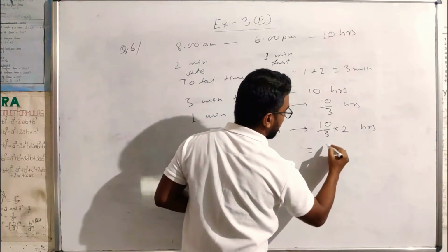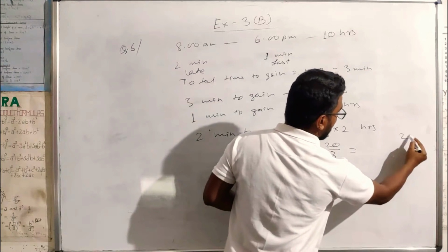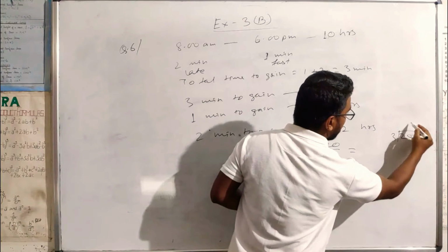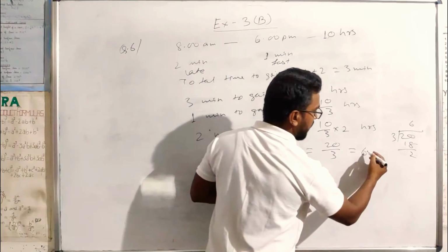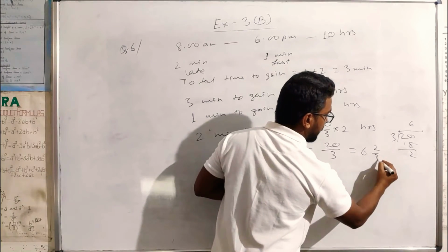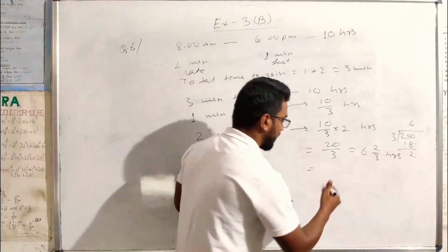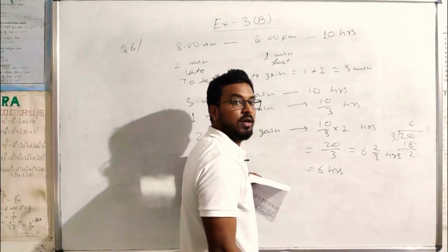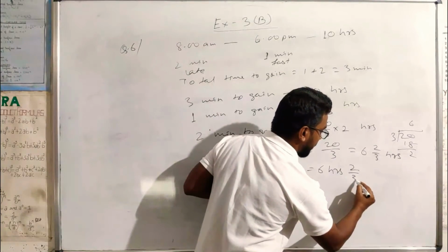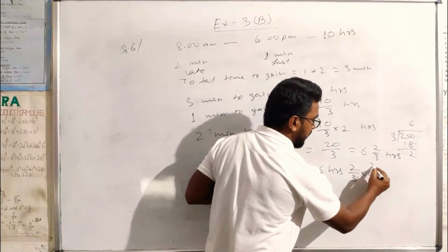So it will be how much? 20 by 3. 20 by 3 means it will be how much? 6 3s are 18, 2. So this will be 6 2/3 hours. So this can be written as 6 hours and 2 by 3 hour, which we will convert into minutes. To convert it into minutes, we will multiply by 60. So if you cancel it, it will be 20.